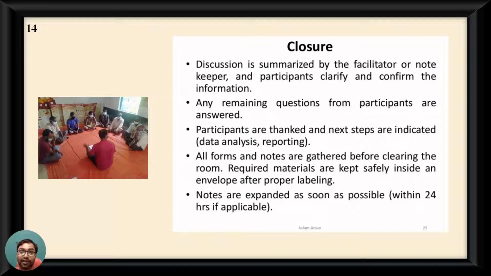If you do not analyze the data after 24 hours, you will lose it from your mind, and you cannot remember the FGD data, so you cannot explain the data in a proper way. That is the first point, and it is a very, very important point.